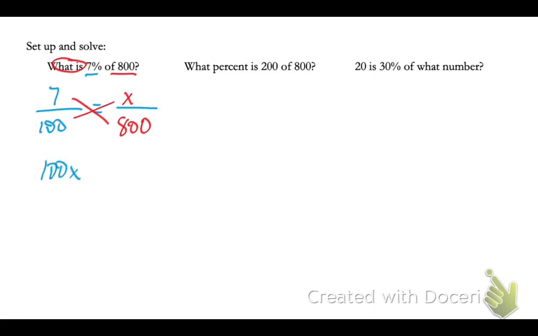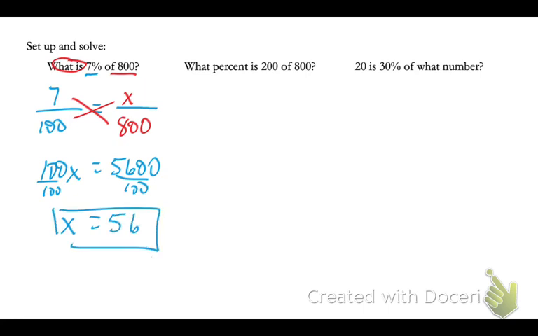So 100x equals, and 7 times 800 is 5,600. So now we can divide both sides by 100. And 56 is 7% of 800. Okay, let's try another. The more you do of these, the better you'll get.